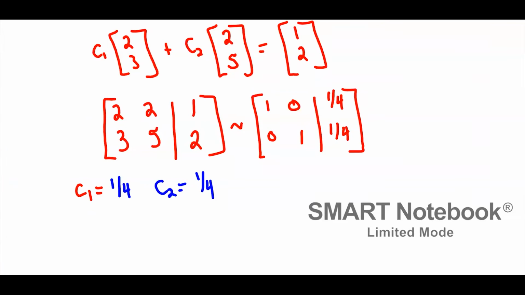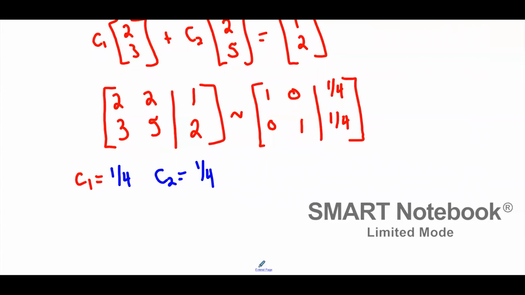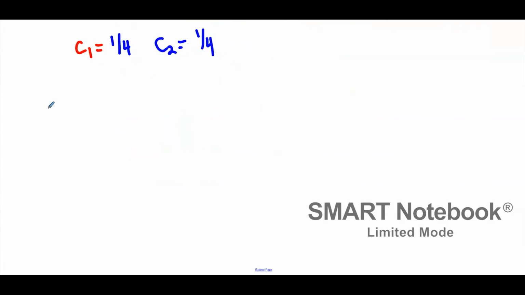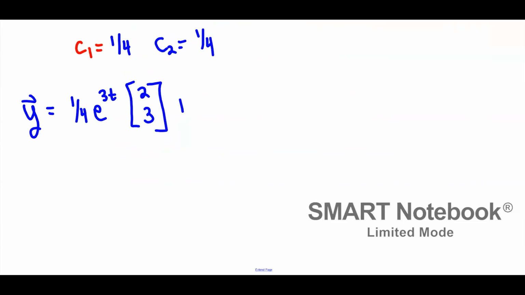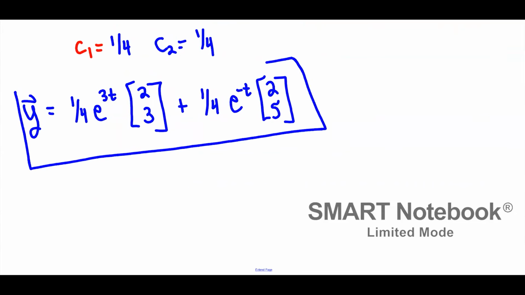So when we go back to our original equation, we can just plug in these constants. So our solution vector y is C1 e to the 3t times our eigenvector 2, 3 plus c2 e to the negative t times 2, 5. And that will be your particular solution, when you have initial values.